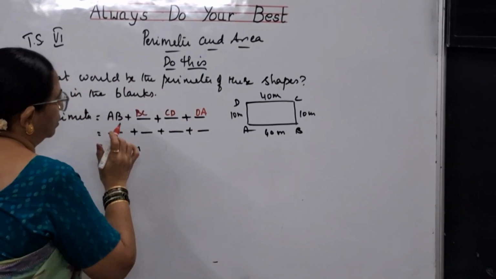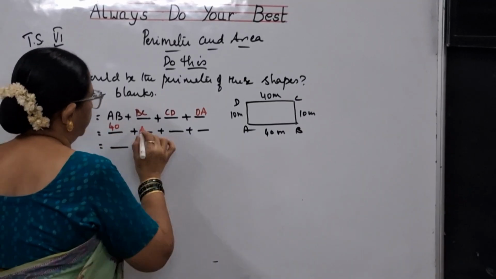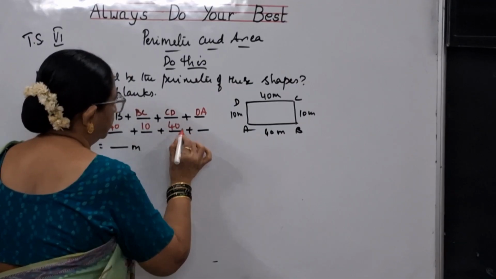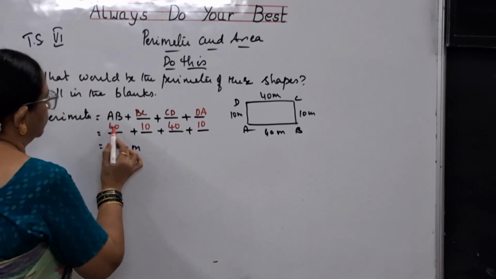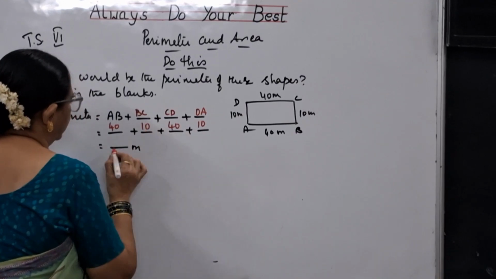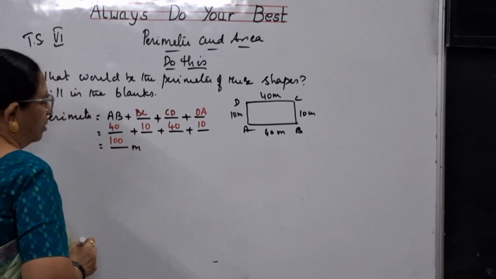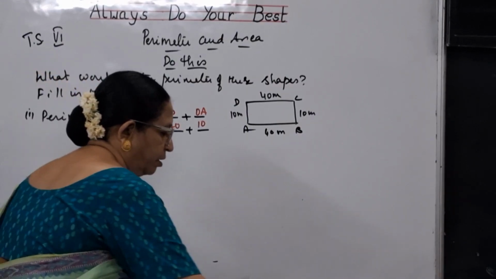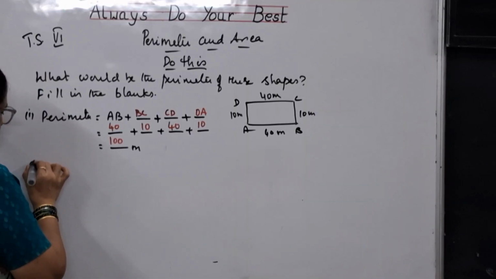Okay. So what is AB? AB is 40 meters and BC is 10 meters. CD is 40 meters. This is 10 meters. So when you add all these, 40, 40, 80, 90, 100. So 100 meters. This is the answer. These are all the answers for this problem, children. Now let us see the second one.